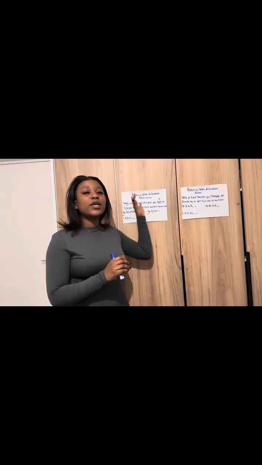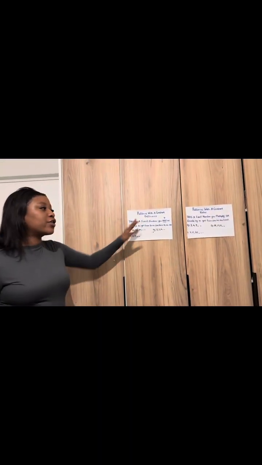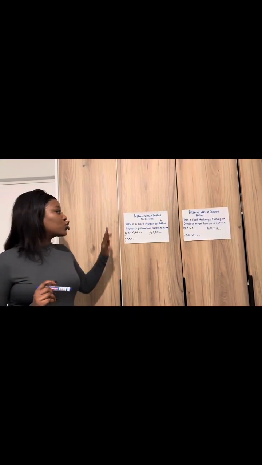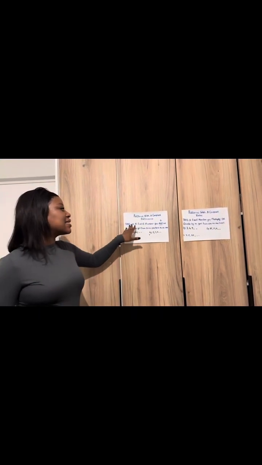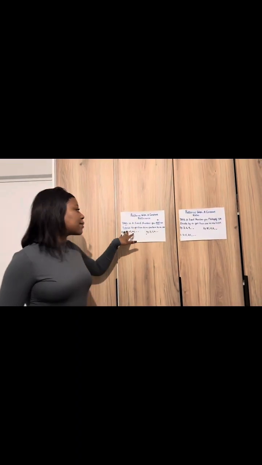I told you guys we're going to be looking at patterns with a constant difference or a constant ratio. So let's just focus on the constant difference for now. What this entails, guys, is a fixed number you can either add or subtract to get from one term to the next term. So this is the rule of the numeric pattern.